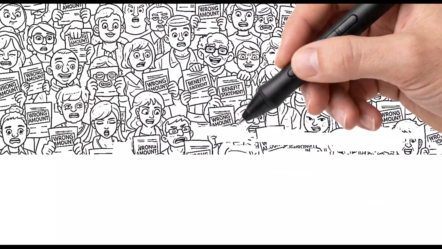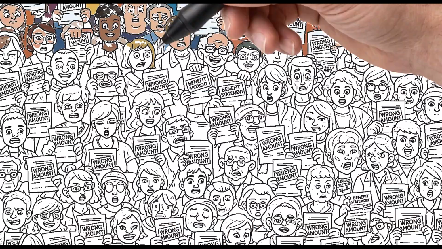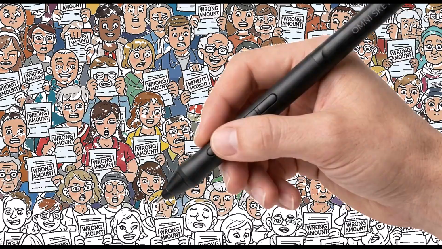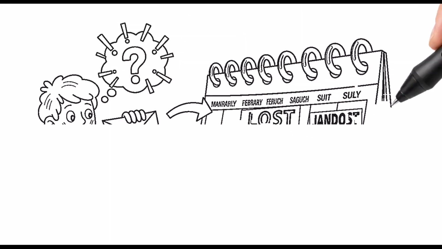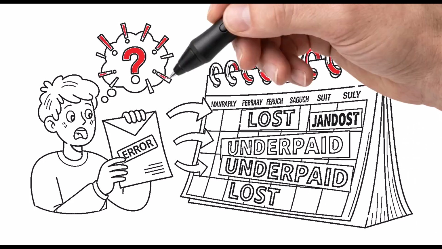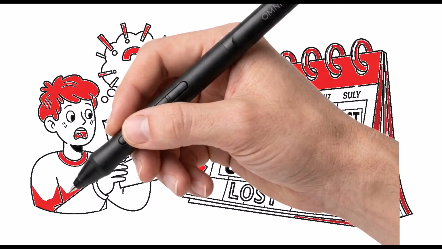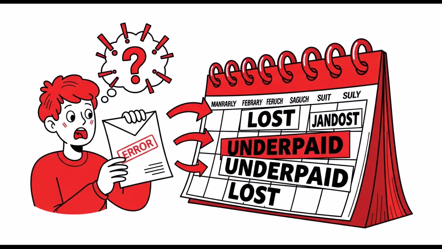Millions of UK renters are currently receiving less housing support than they are legally entitled to because of errors, mistakes, and rules they simply do not know exist. And here is what makes this situation even worse. Most of these errors have been going on for months or even years without anyone noticing them at all.